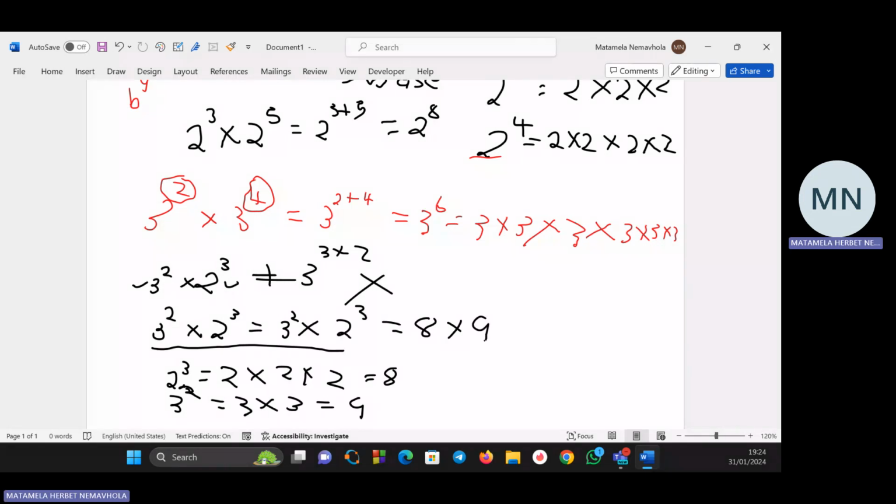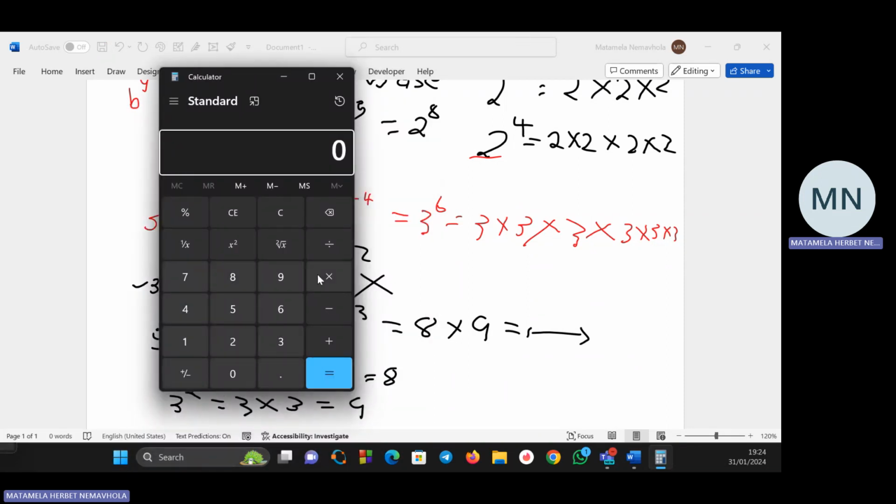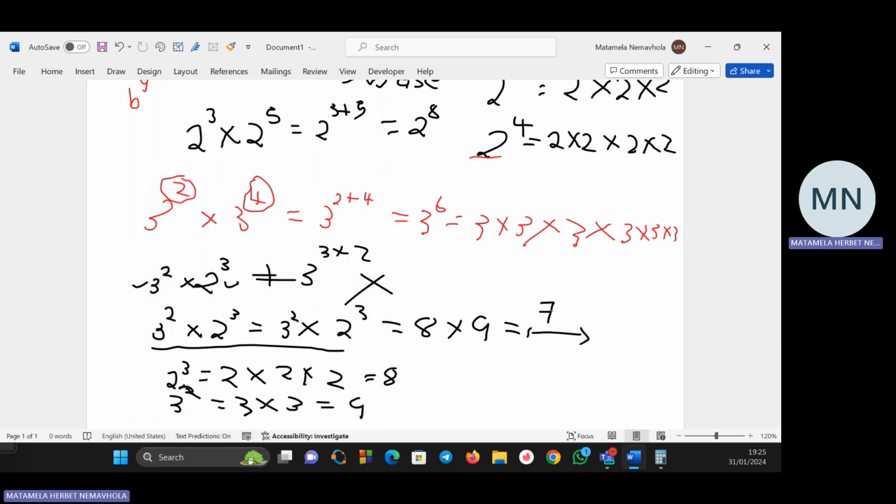And 8 multiplied by 9, you can use your calculator to get the answer for that. Let's check what we are going to get using our calculator. If we use our calculator, you're going to see that 8 multiplied by 9 equals 72. We got 72, which means the answer is going to be 72. So if the bases are not the same and you are multiplying, you don't add them. You don't say you are adding the exponents. You just solve them as they are.